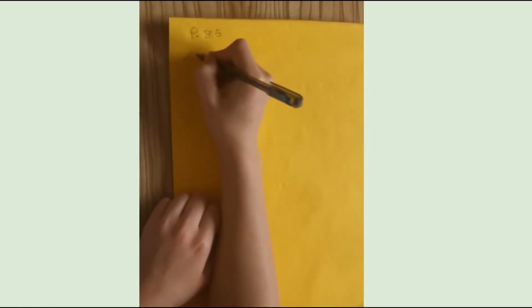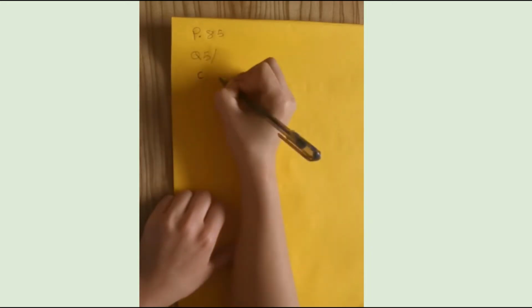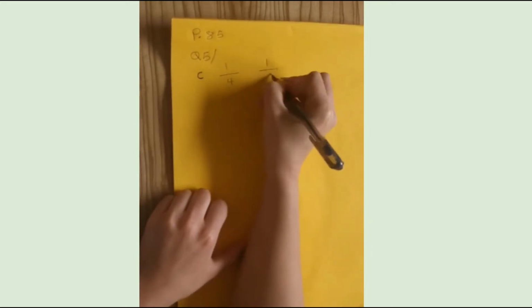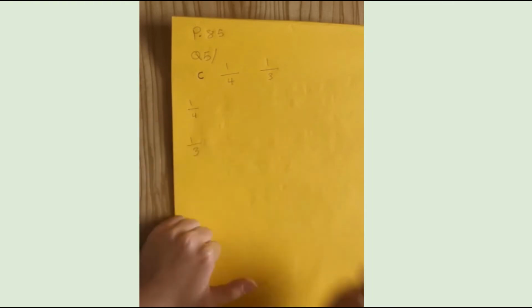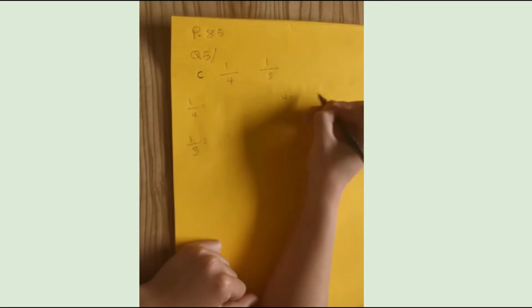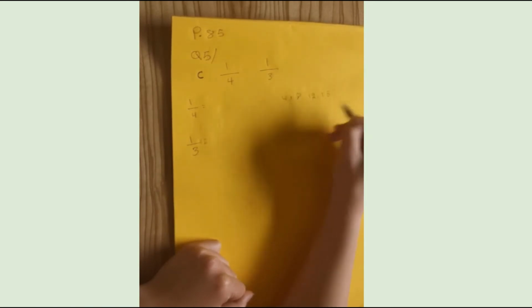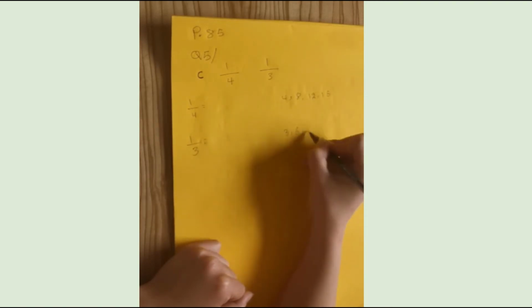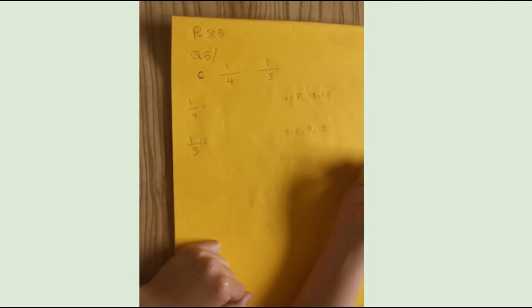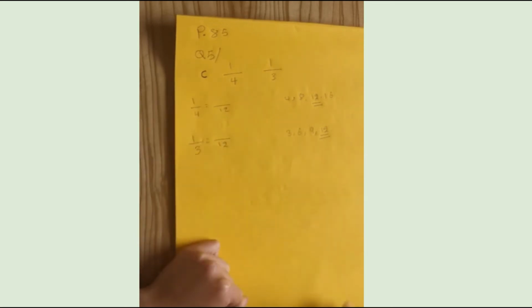Okay, the last question, C. We are comparing 1 out of 4 and 1 out of 3. Again, we should find the common denominator by writing the multiples of both 3 and 4. Right, so our common denominator is 12.